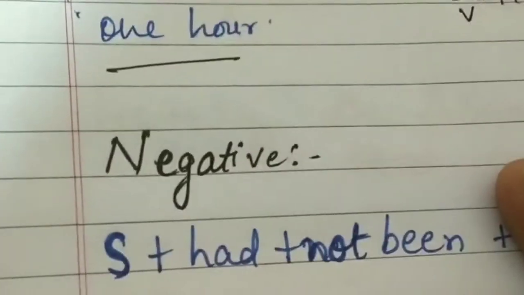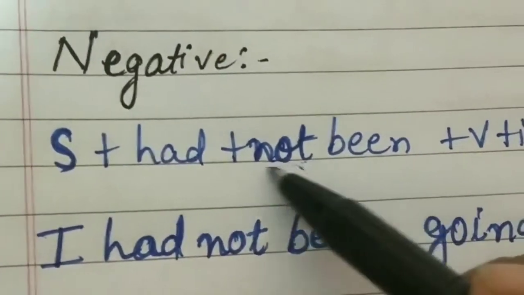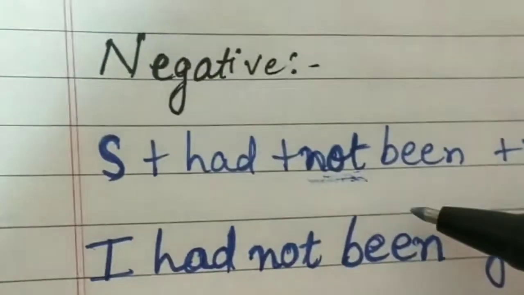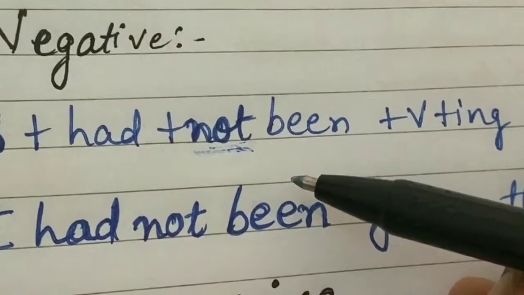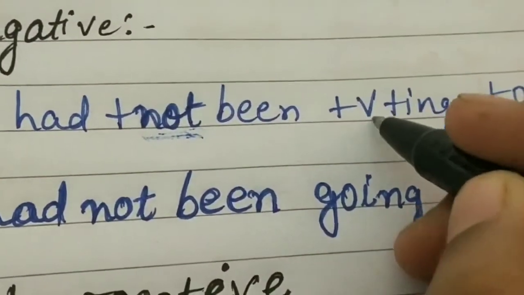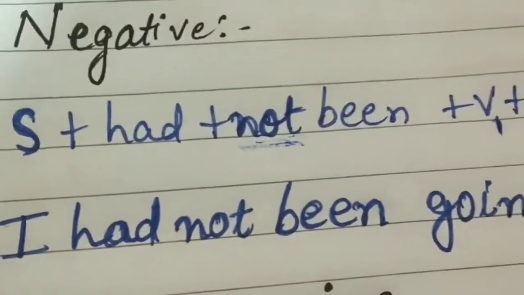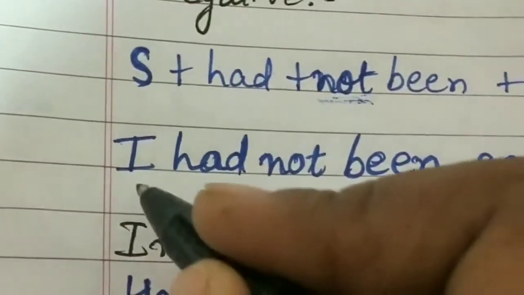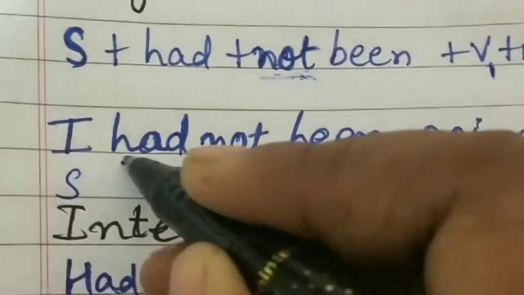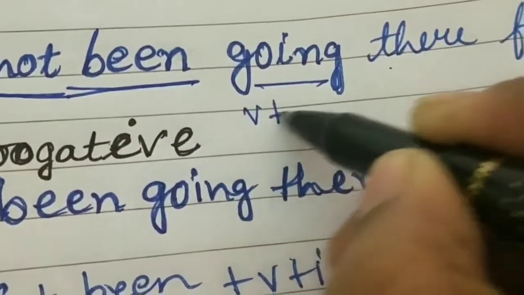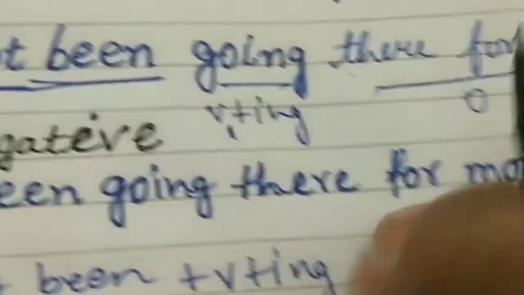Then in the negative form, we add not to the sentence. So subject plus had plus not plus been, and the base form of the verb with ing form and object. For example, I had not been going there for months. Here I is the subject, had and not is added, so that makes it negative. Then this is going, that is V1 plus ing form, and last is the object.